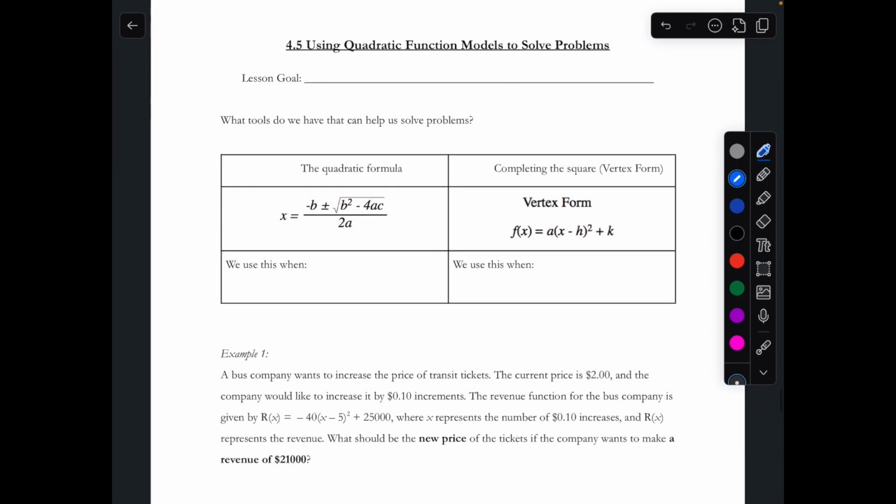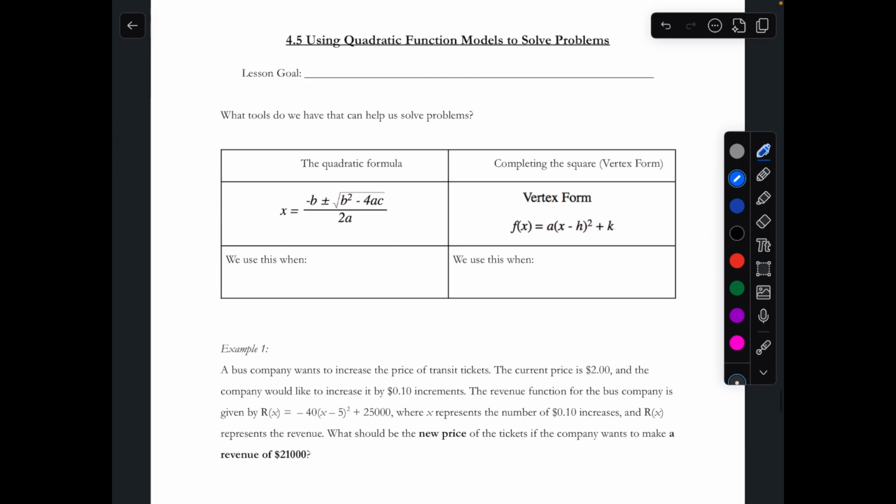Okay, so the goal in this lesson is to use quadratic function models to solve problems, but it's also a review of when to use the quadratic formula and when to complete the square. Generally speaking, you use the quadratic formula when you have y equals ax squared plus bx plus c, and you want to find the x-intercepts.